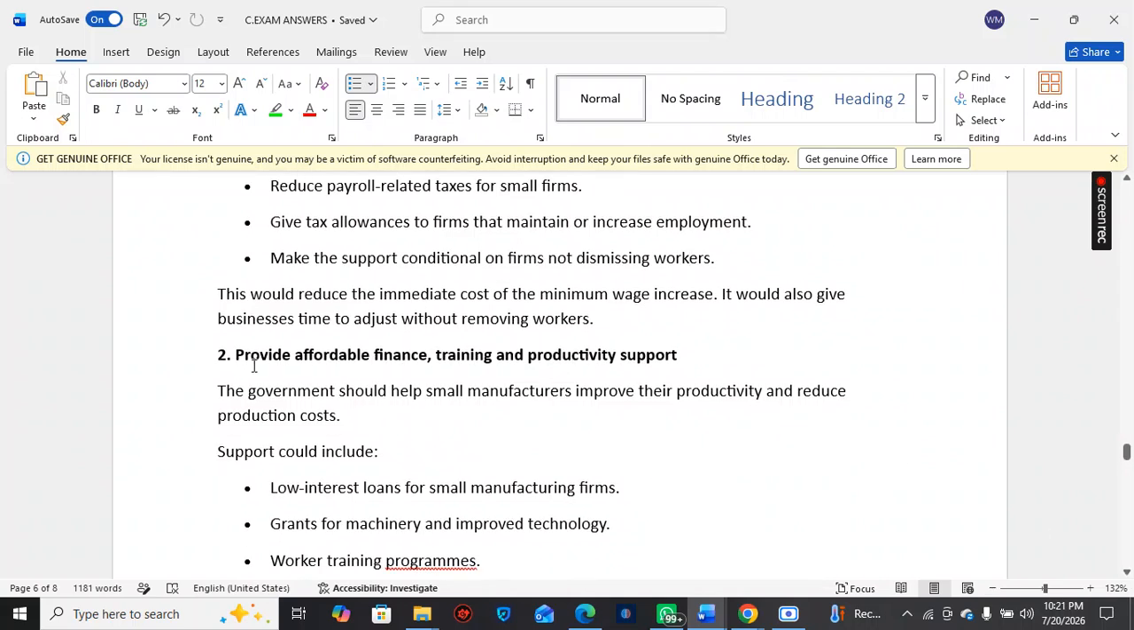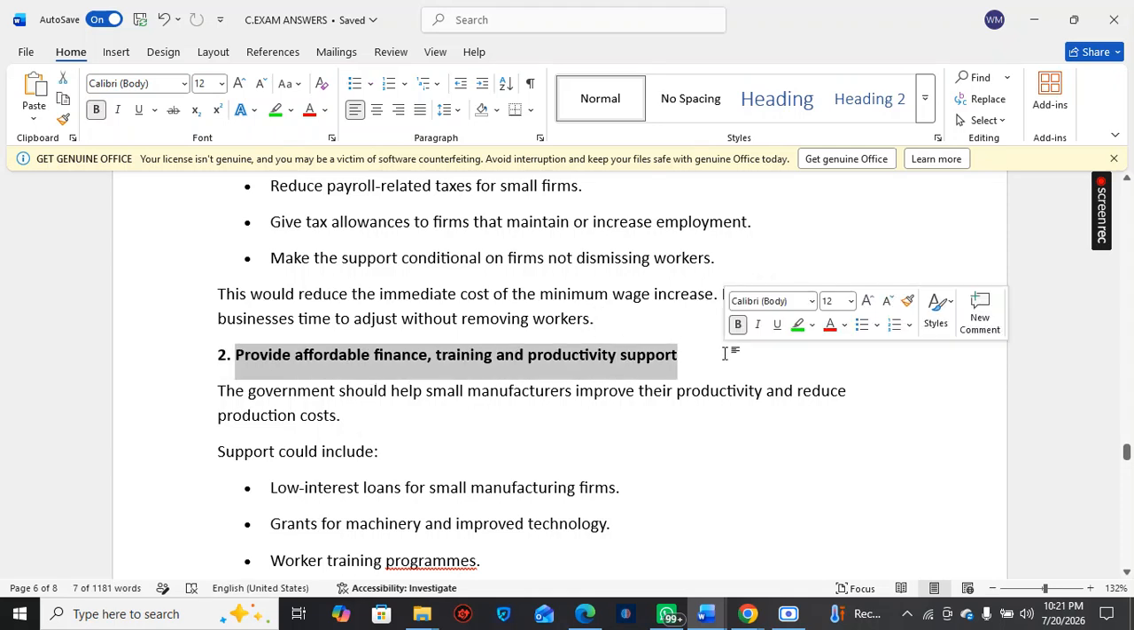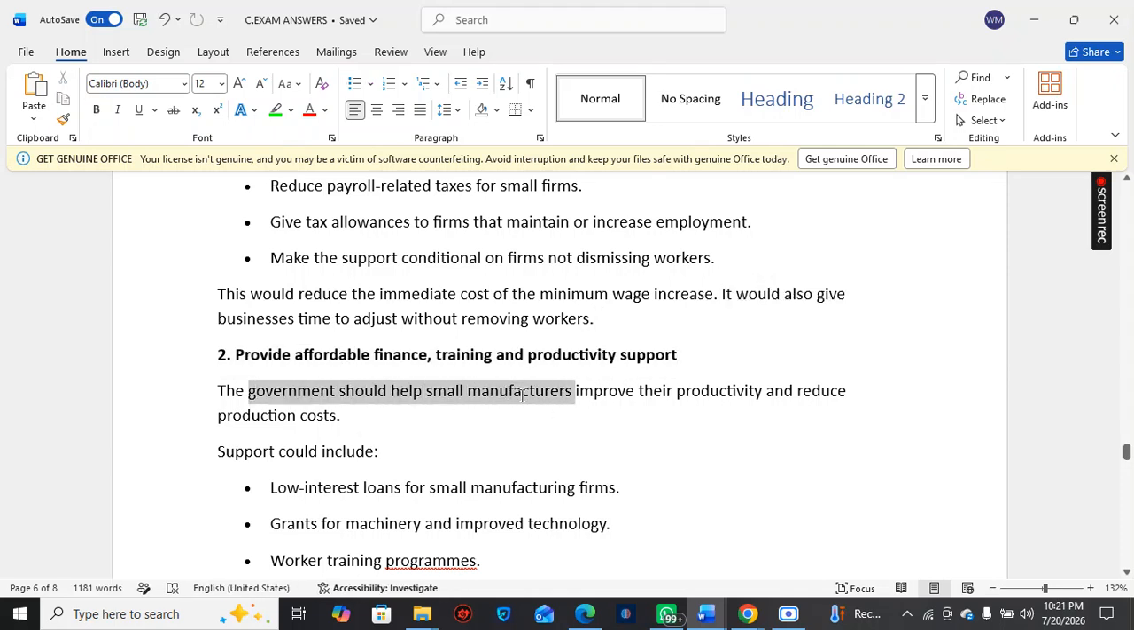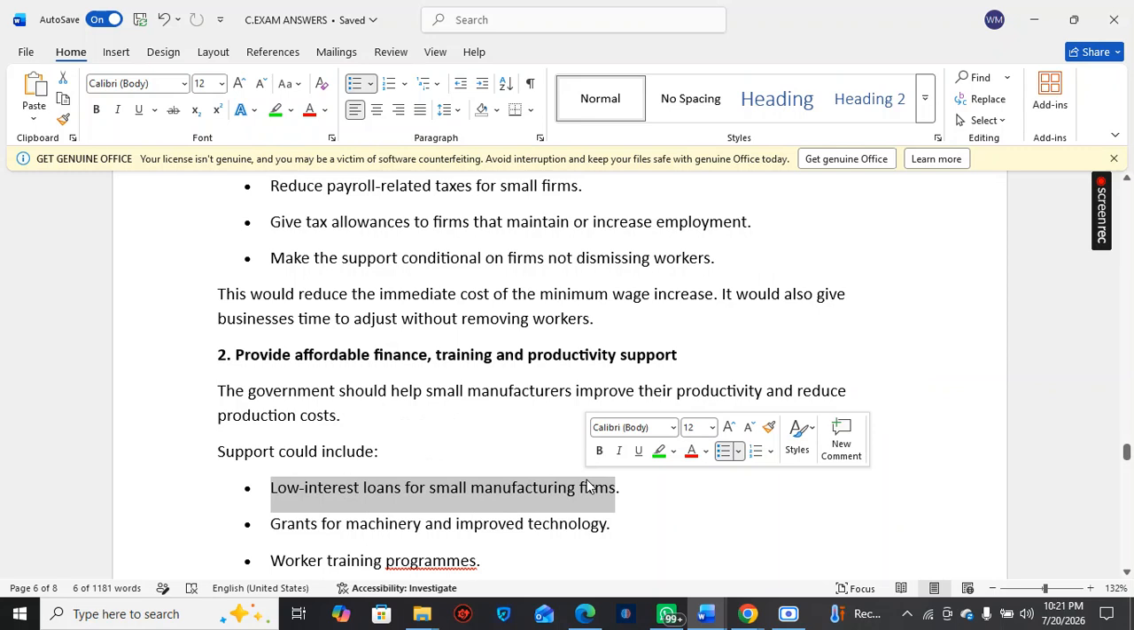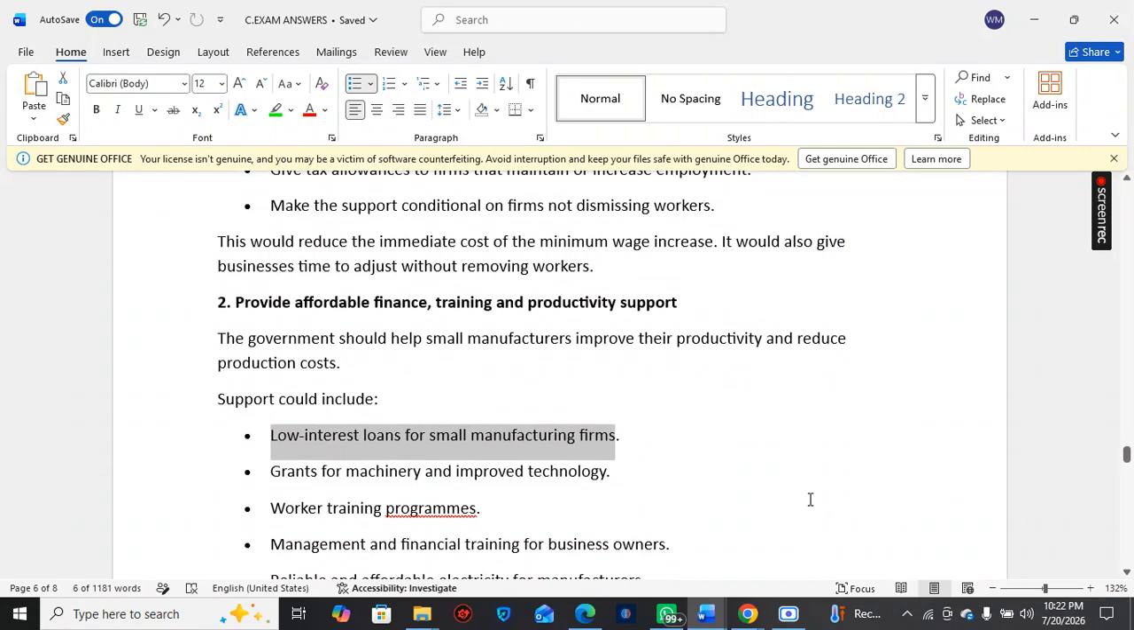Then number two, government can provide affordable finance, training, and productivity support. The government should help small manufacturers improve their productivity and reduce production costs. Support can include low interest loans for small manufacturing firms, so you reduce the borrowing costs so that these firms can borrow. Also grants for machinery and improved technology. Help out these small firms with grants, give them machinery and better technology.